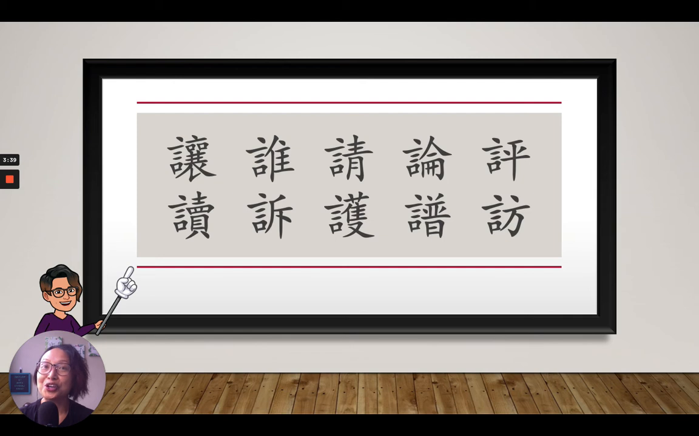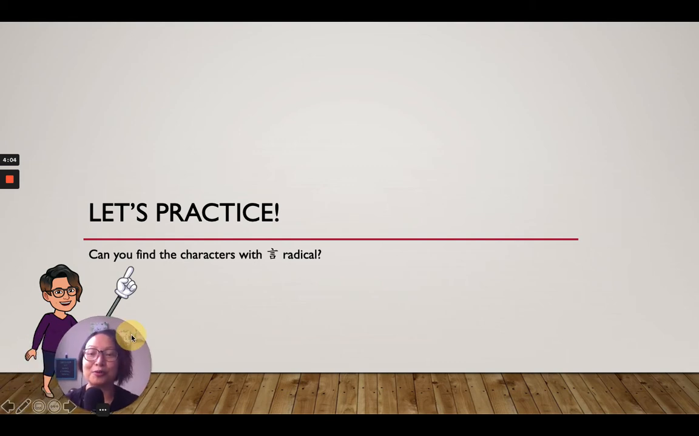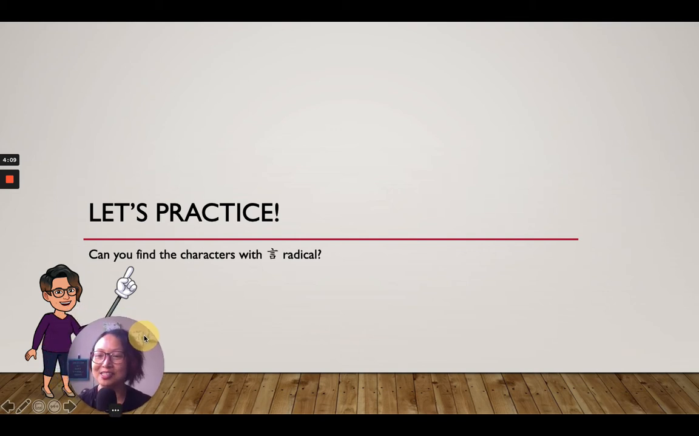Here are more words with the same radical. Can you find out the 言字旁? Or do you know any of them? Now, I have a few sentences, and I want to see if you are able to find the words that have the 言字旁 from these sentences, and it's going to be a little challenging. I'm going to move myself a little because I will use the pen just a little later. Here we go.